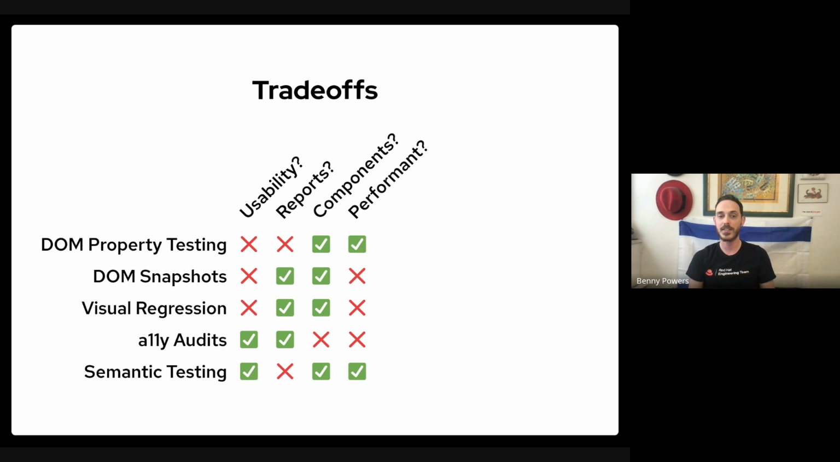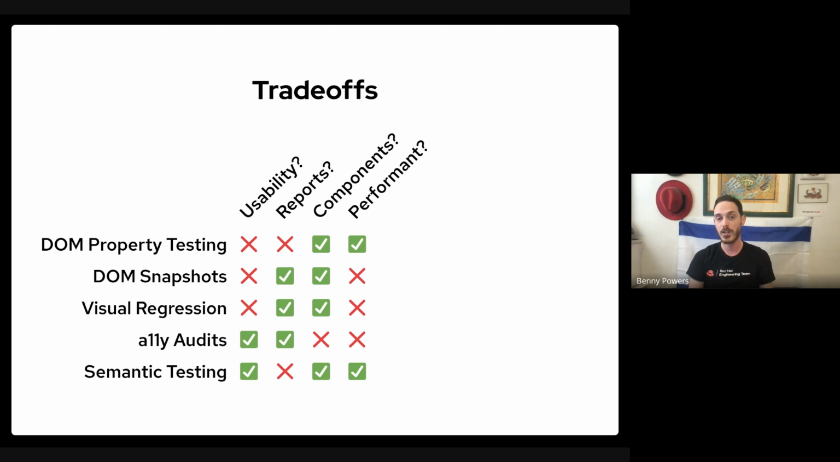For DOM snapshots, we also don't get any of that. Well, we don't necessarily get the usability. You might be able to assert on ARIA attributes, but those might not accurately reflect the actual state of the accessibility tree. We could get decent reports out of it, diffs between what should be and what is. It's quite well suited to components, but it's not particularly performant.